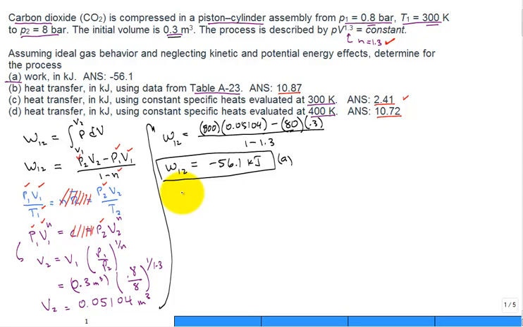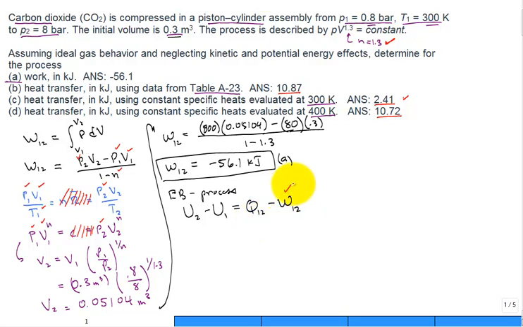All right, now solve for the heat transfer in kilojoules using the data from table A23. So how do we do this? We'll write the energy balance, or the first law of thermodynamics, for the process. Going from state 1 to 2, the final internal energy minus the initial internal energy is equal to the heat transfer in 1 to 2 minus the work out 1 to 2. So we're looking for Q 1 to 2.